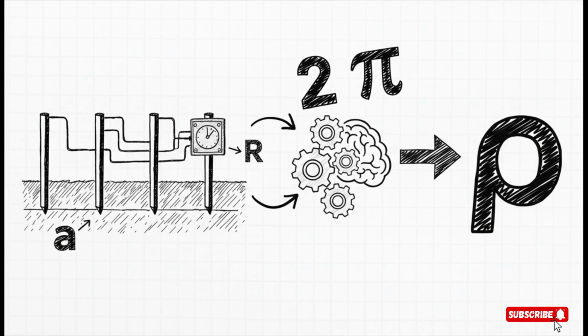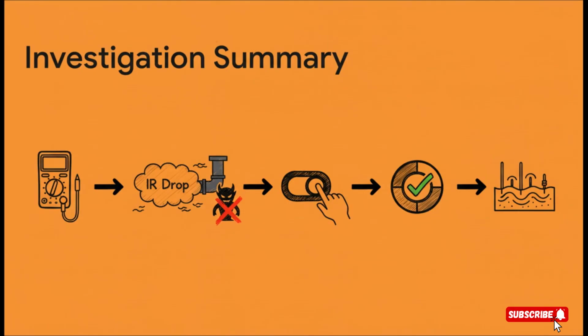So, let's recap the investigation. Our trusted tool is the digital multimeter. Our key clue is the structure to electrolyte potential. We always have to be on the lookout for our main villain, the IR drop error. Our secret weapon to defeat it is current interruption, which gives us the true instant off potential. We back up our findings with CP coupons for localized proof, and we complete the case by analyzing the soil resistivity to understand the full picture.